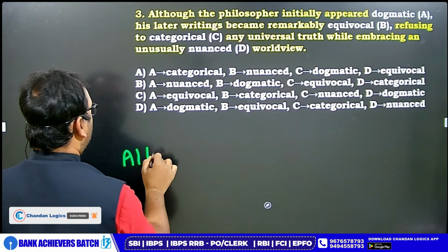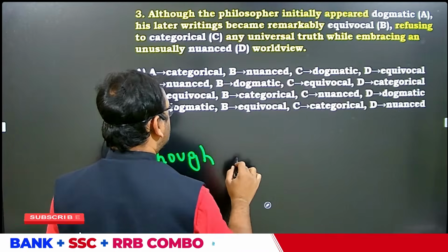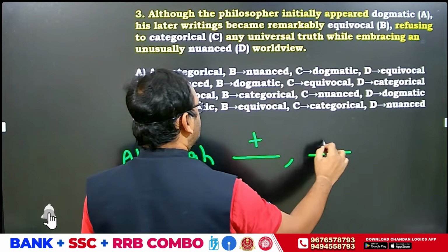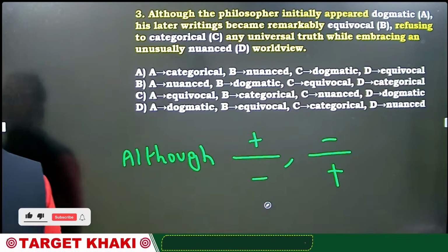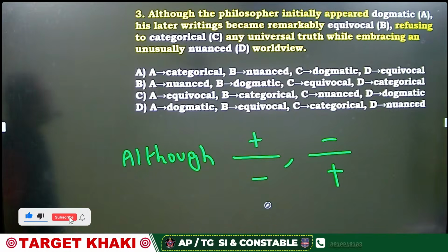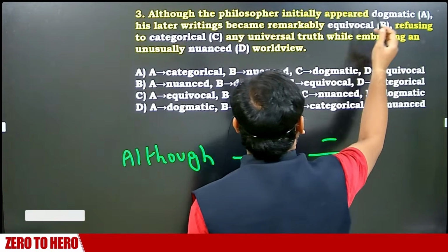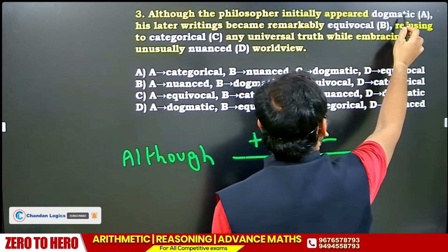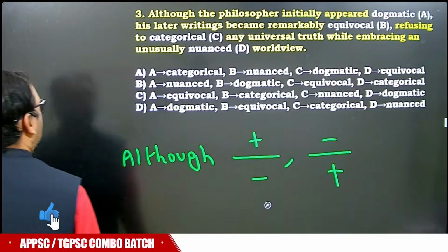Now you take the support of the grammar conjunction although. Now when although comes, dash and dash, if this is positive, this is negative. If this is negative, this is positive. What do you think? Is my analysis correct? Okay. So now when although came here, if here is positive, here must be negative. But surprisingly, you see here, dogmatic is negative, equivocal is negative. Both are negative.